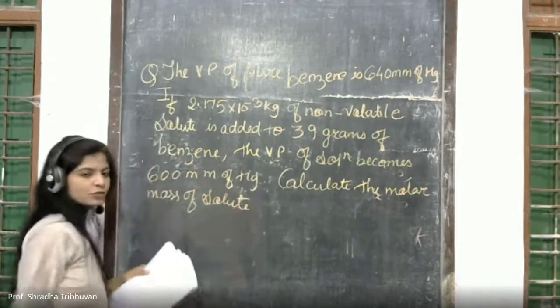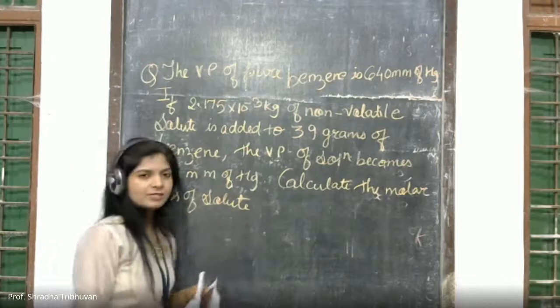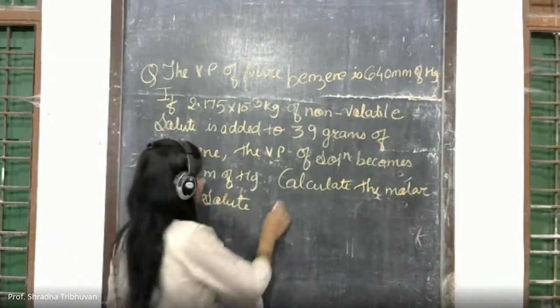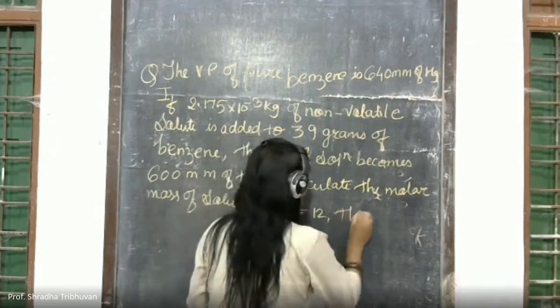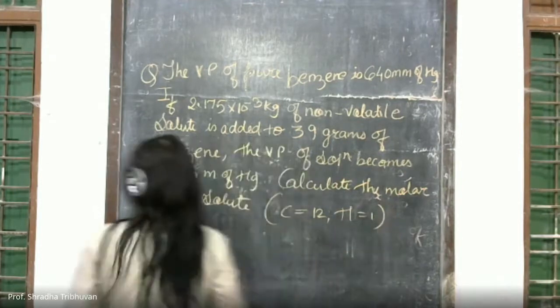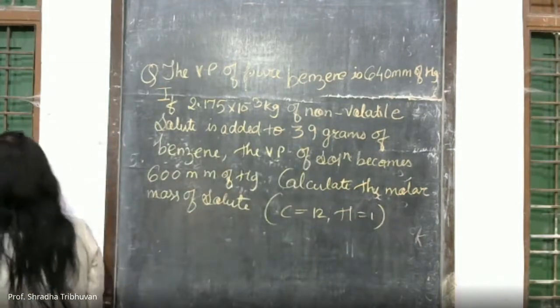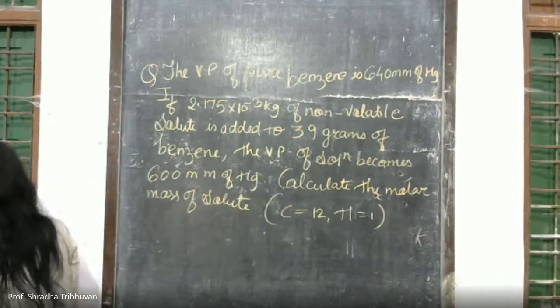This is provided to you for board exams; for entrance exams you should know it. That is, carbon's mass is 12 and hydrogen's is 1. Okay, so now we'll read the problem properly, so that you know what all is given to you.